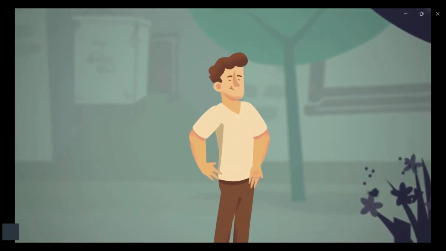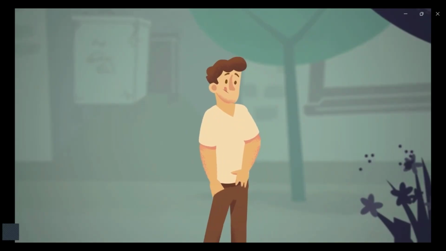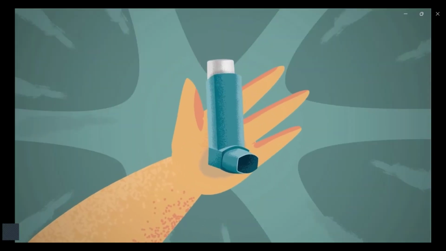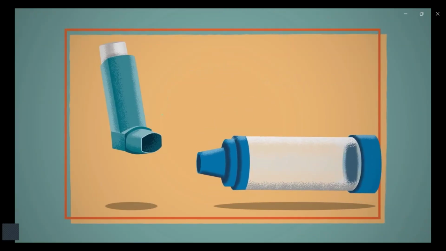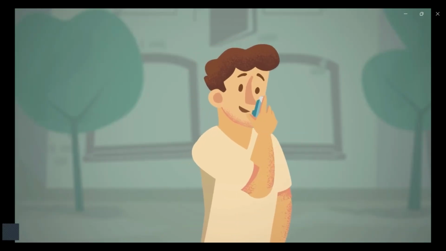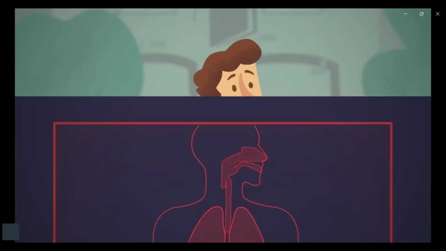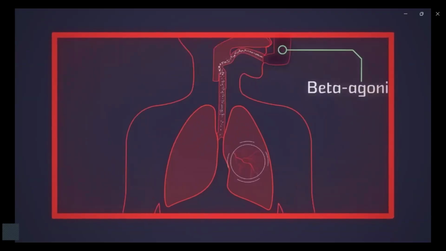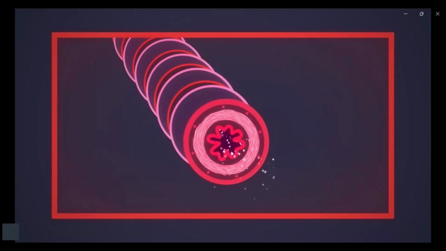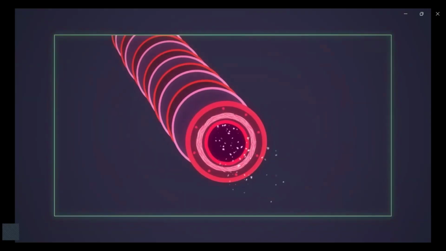This is where inhalers, the primary treatment for asthma, come in. These medications help asthmatics both control and prevent their asthma symptoms. Inhalers transport medication along the affected airways, using a liquid mist or fine powder to treat the problem at its source. They come in two forms. There are reliever medications, which treat symptoms immediately and contain beta agonists. Beta agonists relax constricted muscles, allowing the airways to widen so more air can travel into and out of the lungs.